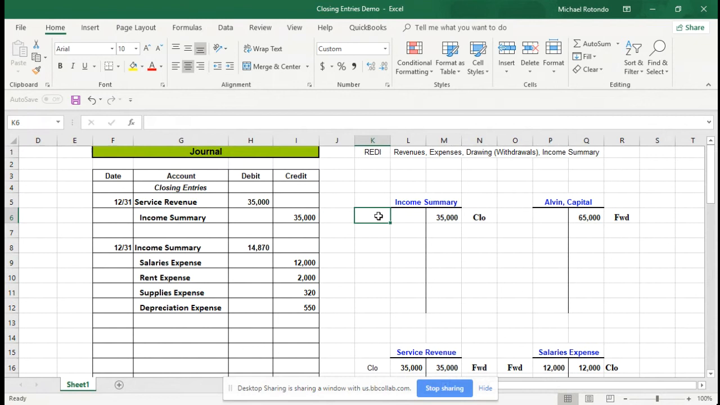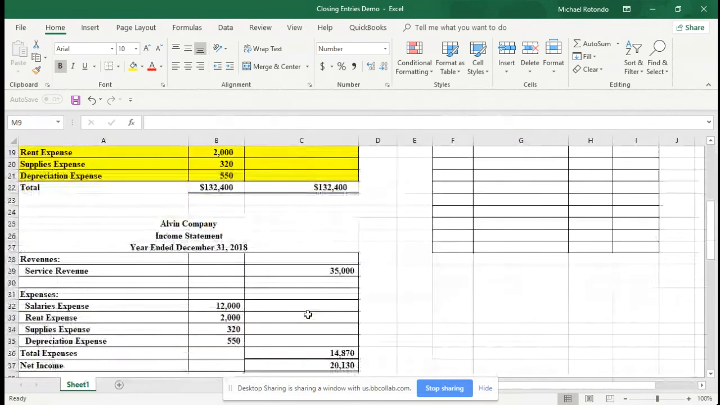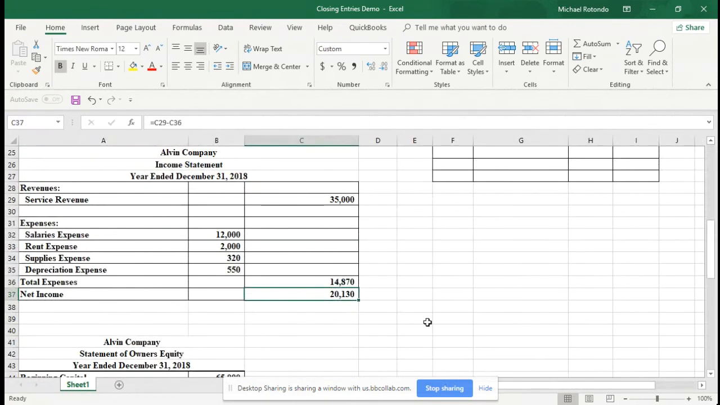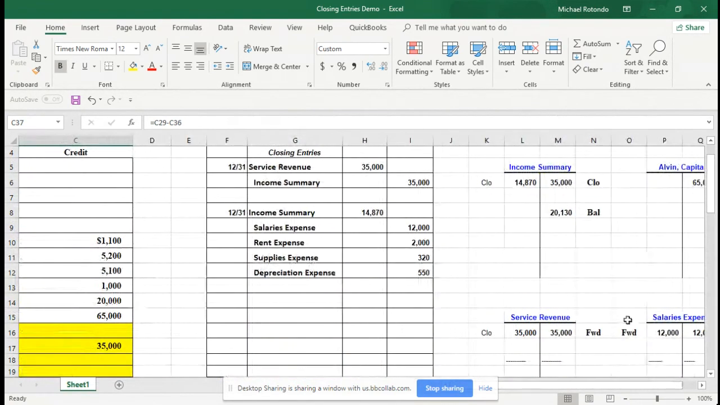Now, we also need to debit the income summary for the 14,870. Now, if we come up with the balance in income summary, we see that we have a credit balance. And that credit balance is 20,130. Again, this number should look familiar to us because that should tie to the net income, and it does. Okay, so if that number does not tie to the net income, then we have a mistake somewhere. Because it's essentially revenue minus expenses, right?